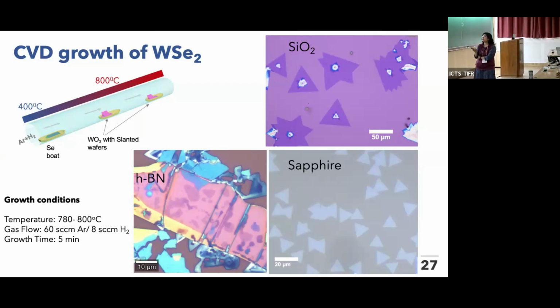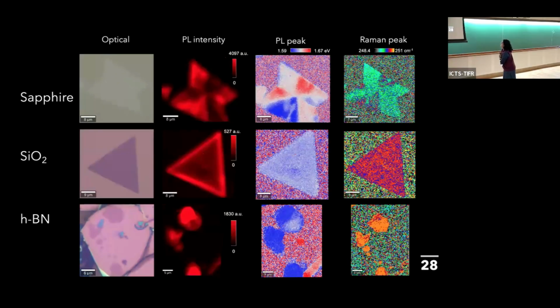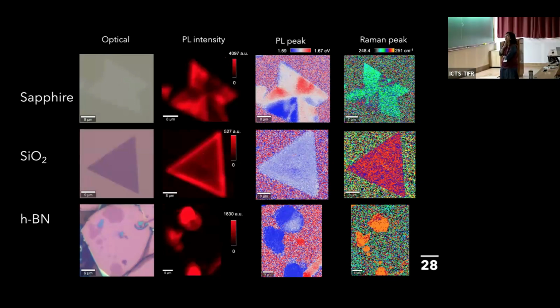So we have tried growing the WSe2 on top of hBN, and here also we see that we can get almost monolayers. Now the interesting thing is, because you get mostly monolayers on sapphire, in the CVD community people try to grow most of these TMDs on sapphire rather than silicon oxide.